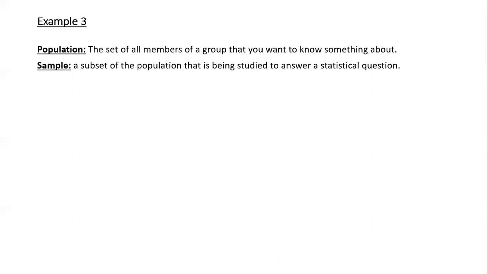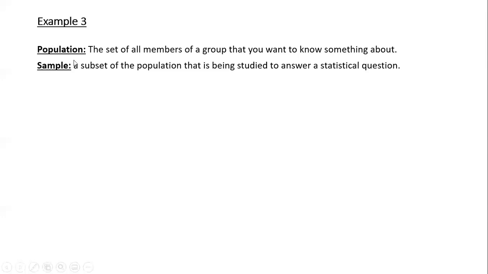So a population is the set of all members of a group that you want to know something about. A sample is a subset of the population that is being studied to answer a statistical question. So you have your statistical question, what you want to ask people to get an answer to. These are the two groups that you could ask that question. One way to think about it is the population is always going to be the larger group of people, and a sample is going to be like a smaller set inside, okay?